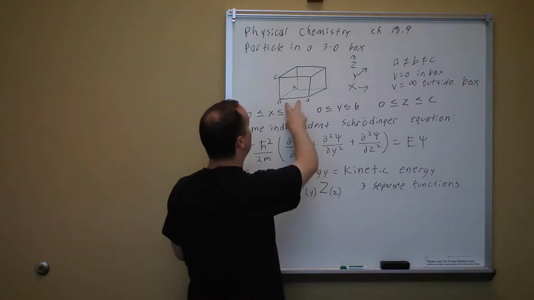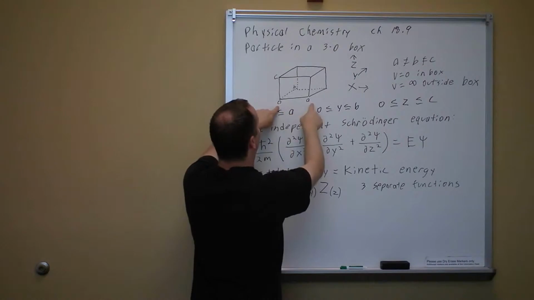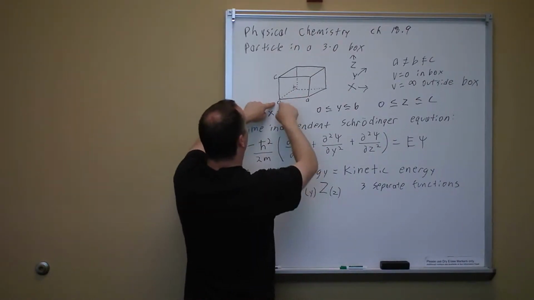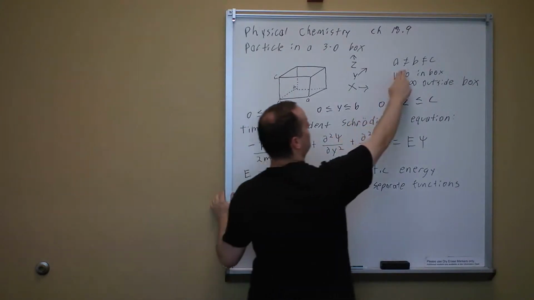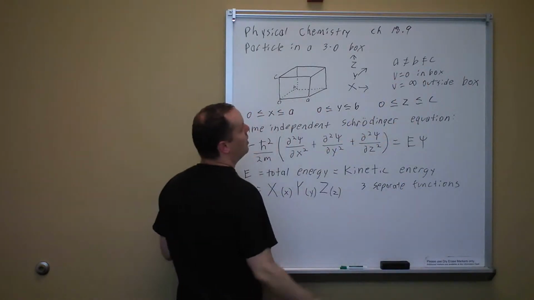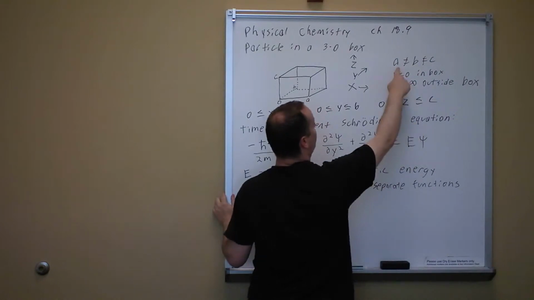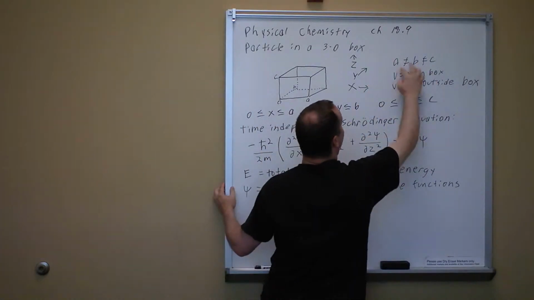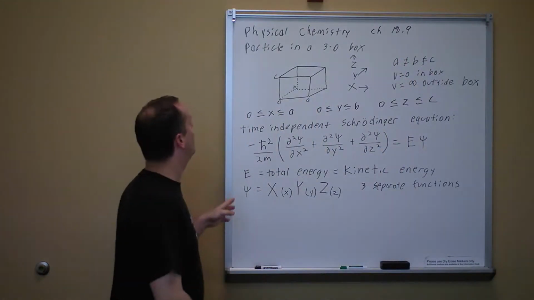So we're going to talk about the dimensions of the box. In x we're going from 0 to a, and then in y we're going from 0 to b, and then in z we're going from 0 to c. And they're not equal to each other. Of course, inequality isn't commutative, but basically a is not equal to b, and b is not equal to c.